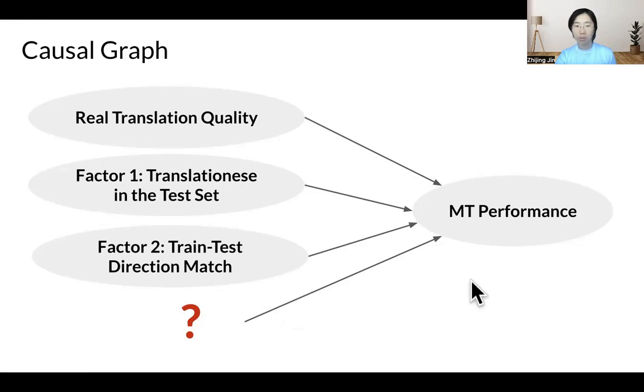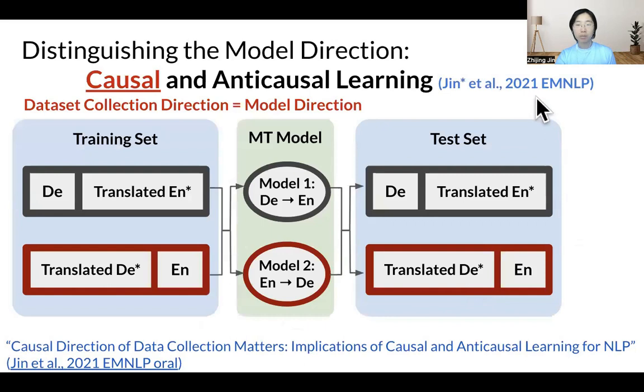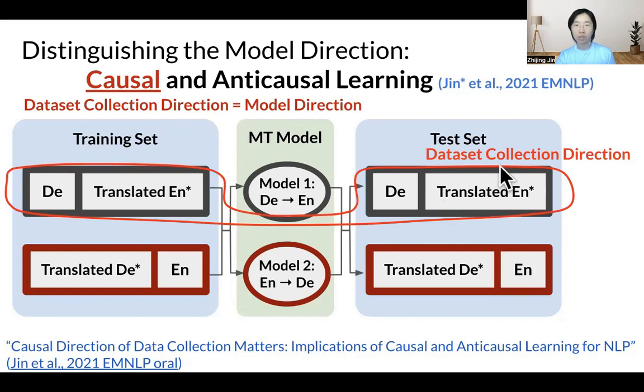And then we wonder whether there could be an additional factor here, which we are inspired by a 2021 EMNLP paper, where we propose that the causal direction of data collection matters, and introduce the vocabulary of causal learning and anti-causal learning. Causal learning means that if we think about the dataset collection direction, it might be the same as the model direction, or it might be the opposite. When it's the same, it's causal. When it's opposite, then it's anti-causal. So here we would group the training and test set direction as a whole to represent the data collection direction, and then inspect whether the model direction is the same, as illustrated here. When they're in the same color, then it's causal learning. When they're in different colors, then it's anti-causal learning.